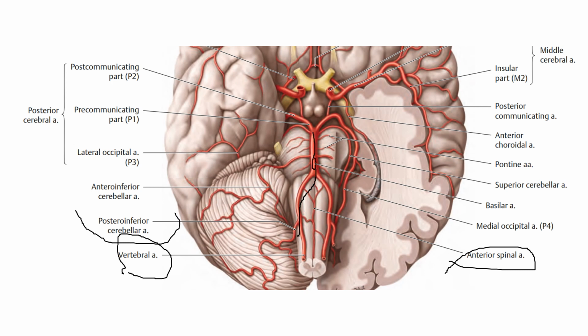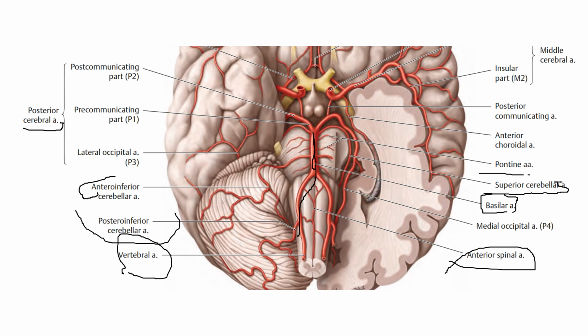This red one is the basilar artery. It gives off several branches like the anterior inferior cerebellar artery, then the pontine branches, and the superior cerebellar artery. And most importantly, the major branch of the basilar artery is the posterior cerebral artery, which takes part in the circle of Willis.